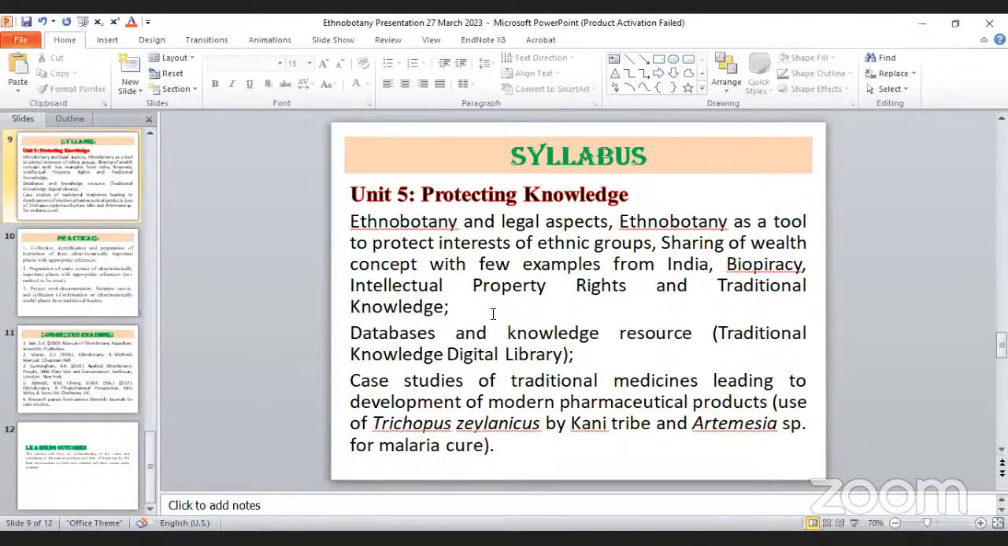We'll also discuss the various ethnobotany and legal aspects. Ethnobotany is a tool to protect the interests of ethnic groups, because whatever plant sources we are talking about from the tribes, we have to protect their natural habitat. Otherwise, again, we will lose those important plants. So all these things will be discussed in this unit, that is, protecting knowledge.